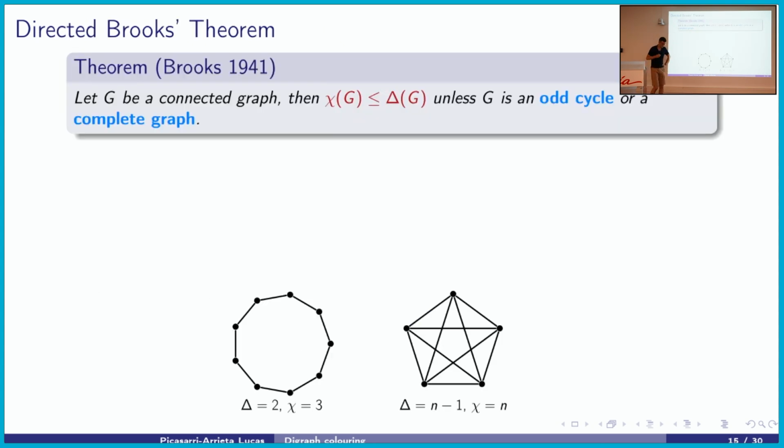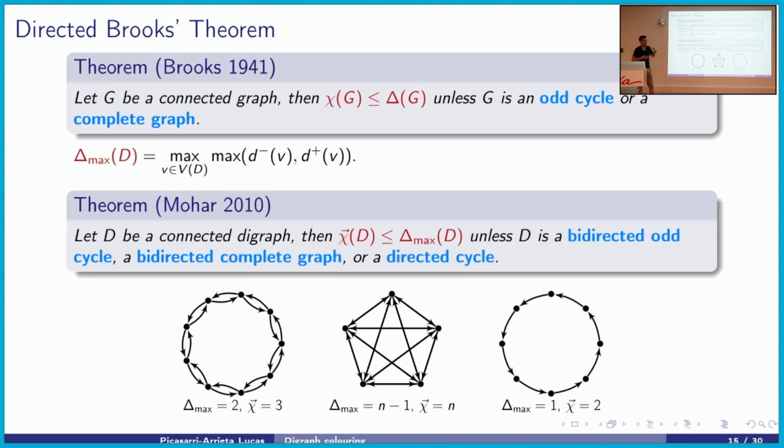Now I would like to talk in detail about Brooks' theorem and its generalizations. So Brooks' theorem says that if you have a connected graph, then its chromatic number is always at most its maximum degree, unless it is one of the following obstructions. So either an odd cycle, in which case the maximum degree is 2, but you indeed need 3 colors, or a complete graph, in which case the maximum degree is the number of vertices minus 1, but you indeed need 1 color per vertex.